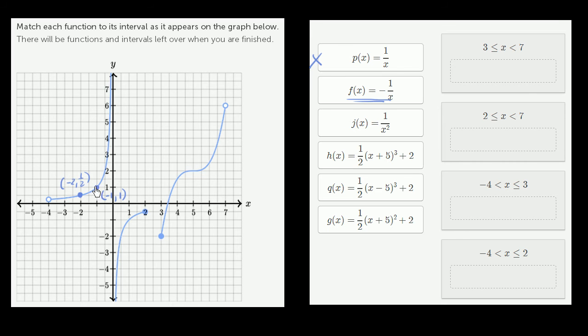So it seems to work. We're doing -1 over x. And it seems to work even after that, where we have the point right over here, 1, -1. -1 over 1 is -1. And over here you have 2, -1/2, which is also consistent with this right over here. So I would choose this one. And so this function works from the interval -4 is less than x, which is less than or equal to 2. So that's this interval right over here.